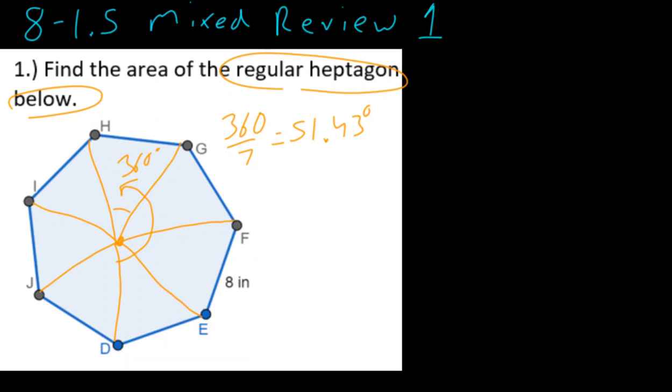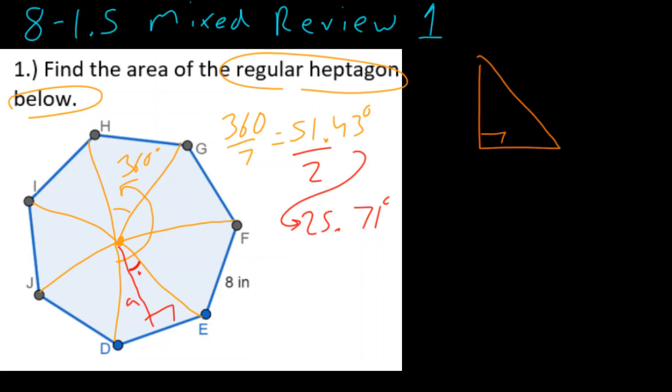Remember, with a regular polygon, our goal is always to create this right triangle so that we can find the apothem. And what does the apothem do? It cuts things in half. So if I want to find this little red angle right there, I have to divide this number in 2, and I get 25.71 degrees. That now allows me to draw my right triangle.